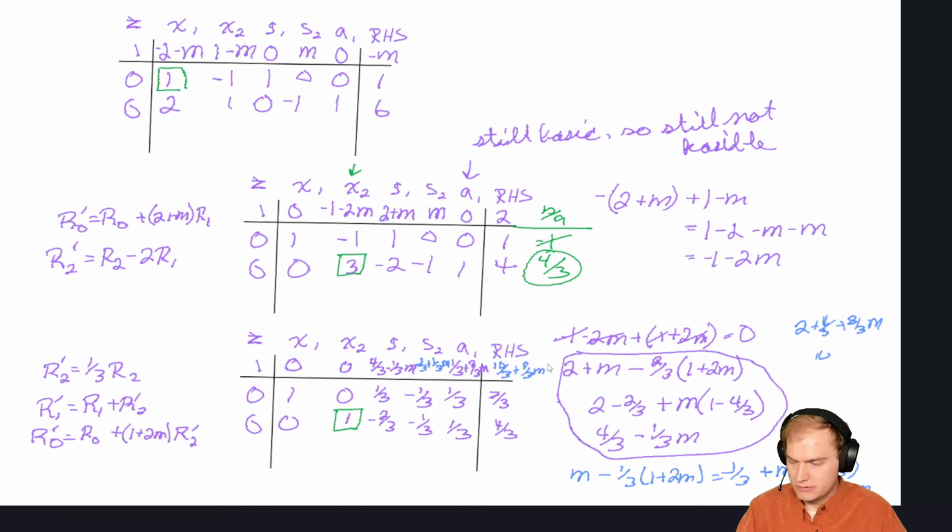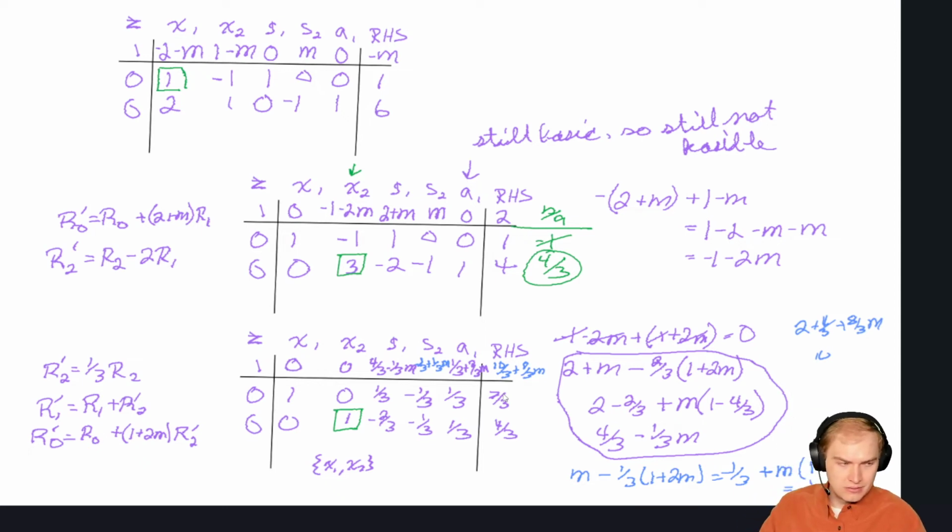So now we have a feasible solution. Well, we have a feasible basis, right? x1, x2. Neither of those are auxiliary variables, and they take positive values, which means that this solution is feasible to the original LP.